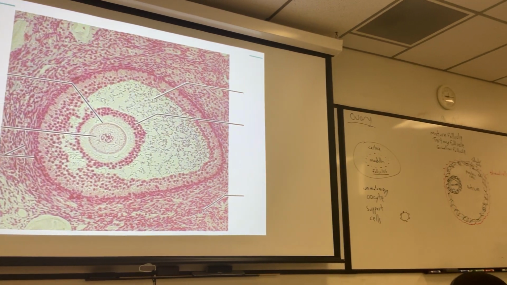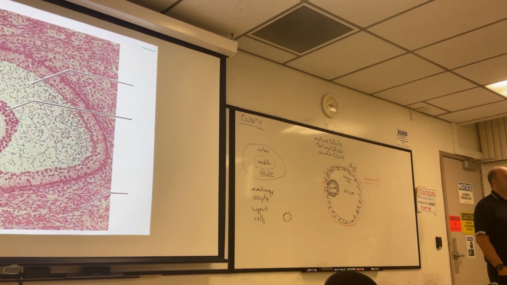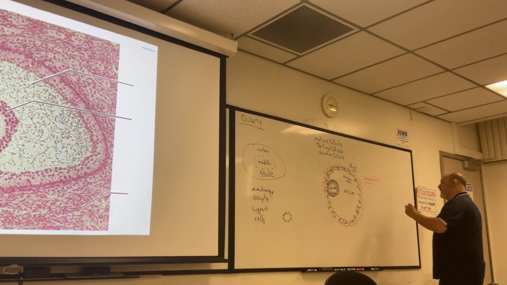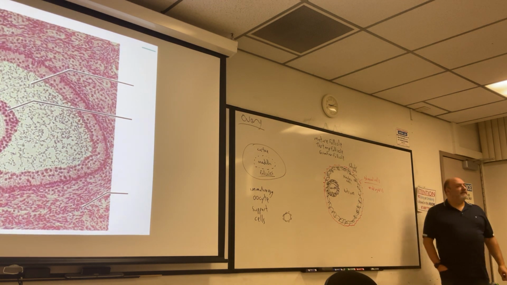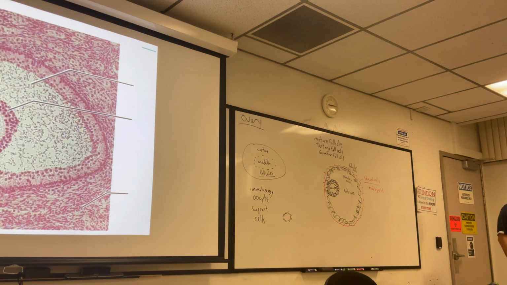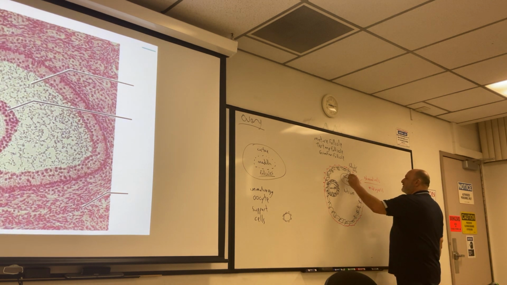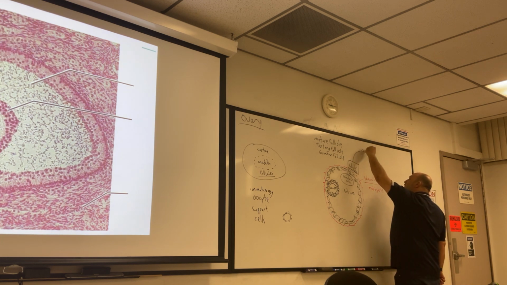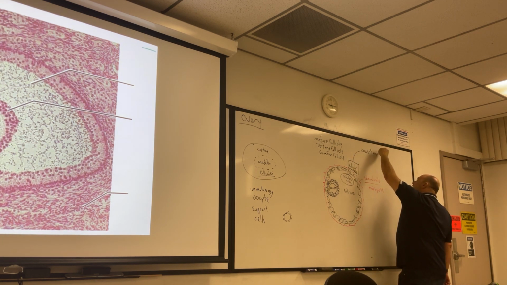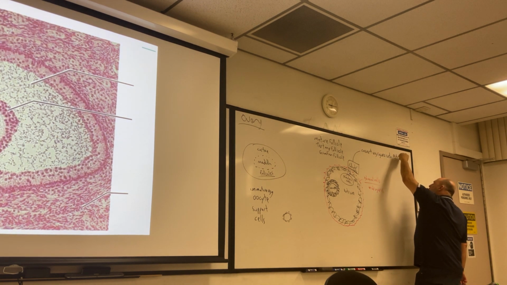And of course, the thecal cells are responsible for producing what hormone? Exactly. Androgens. Wait, what? Yeah. The thecal cells actually produce androgens. Remember, as I mentioned briefly before, these granulosa cells, these cells that are making up the follicle, they actually convert androgens into estrogens.